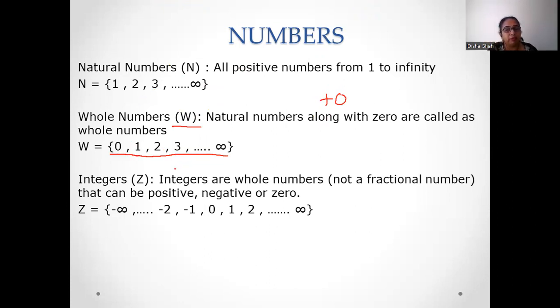In natural numbers and whole numbers, as you can see, the numbers are positive and they are complete numbers. आधे अधूरे numbers नहीं होते. Point form में numbers नहीं होते. Okay, they're the complete numbers.